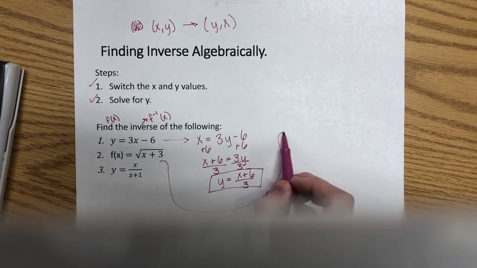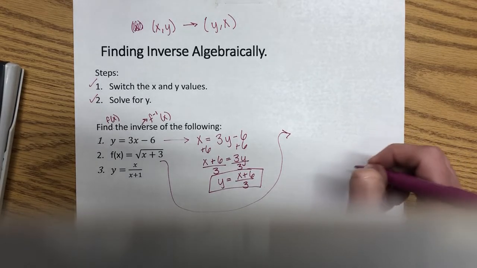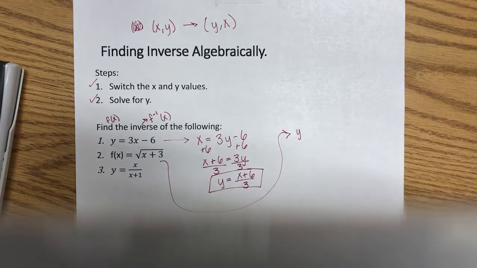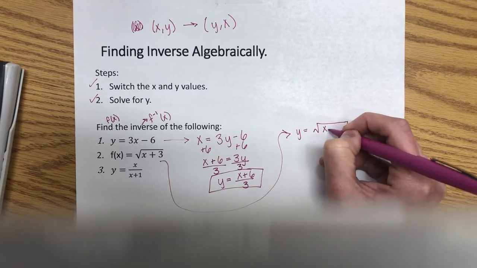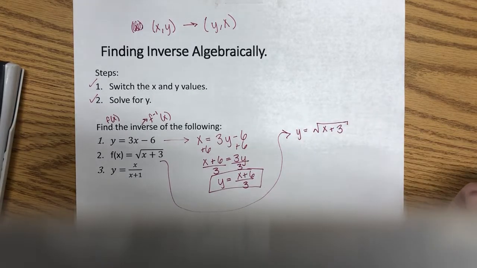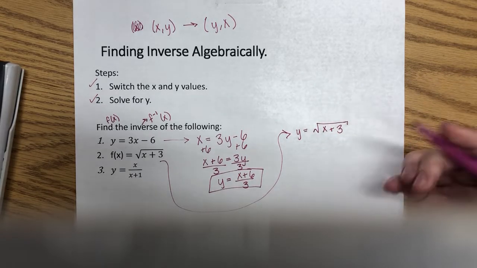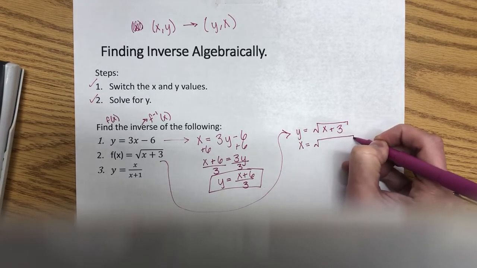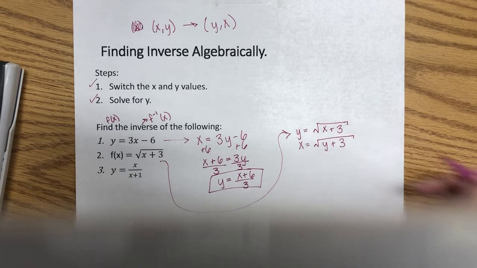For number 2, we have f of x equals the square root of x plus 3. You might want to just rewrite that. We know that instead of f of x, we can write y equals the square root of x plus 3. So far I've just rewritten our original function, but with a y equals instead of f of x equals. Then you're going to switch those to be x equals the square root of y plus 3.